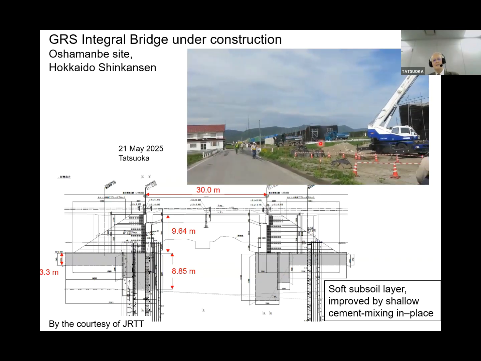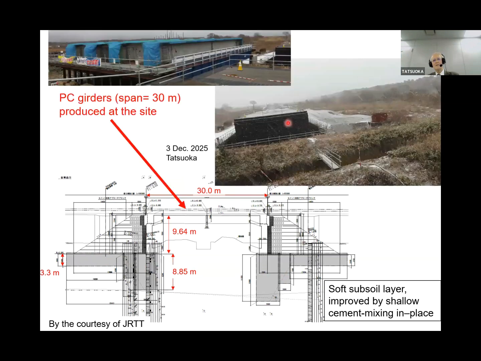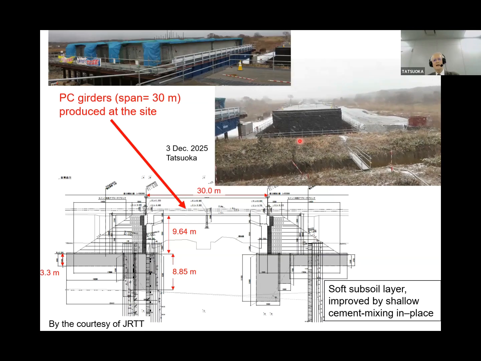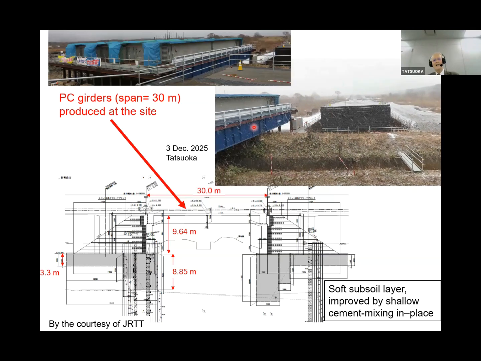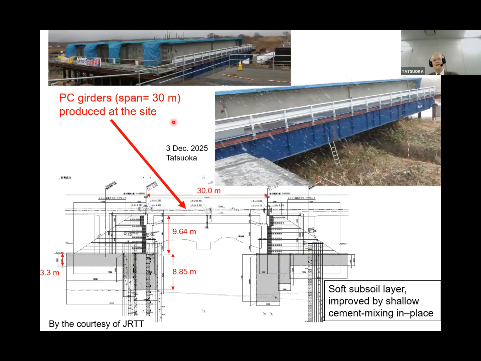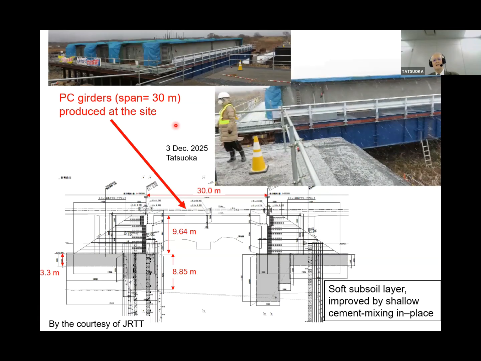This is a GRS bridge abutment, an abutment of a GRS integral bridge. I visited this site only 1 week ago, and it was snowing and very cold. This is the PC girder. Span is 30 meters. This was produced at the site.